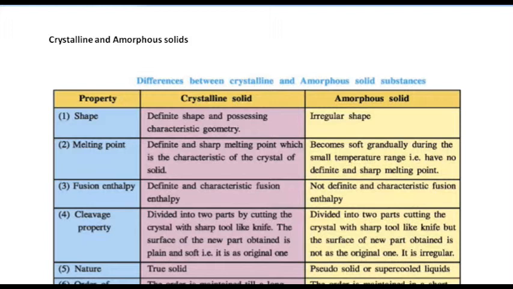Now we'll study about crystalline and amorphous solids. Solid substances are available in crystalline and amorphous forms. There is a difference in their structure and formation. Crystalline solid substances are rigid and incompressible.